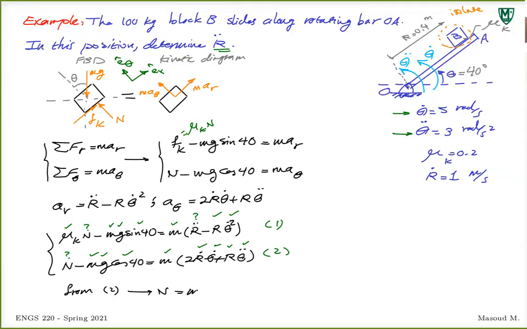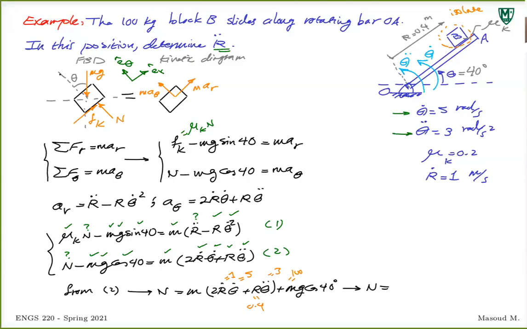So N equals m times (2 r dot theta dot plus r theta double dot) plus mg cosine 40 degrees. Right? So we know everything here. R dot is 1, theta dot is 5 radians per second. R is 0.4. R theta double dot is 3. M we know is 100, g you already know, cosine 40, you can just calculate N from this one.